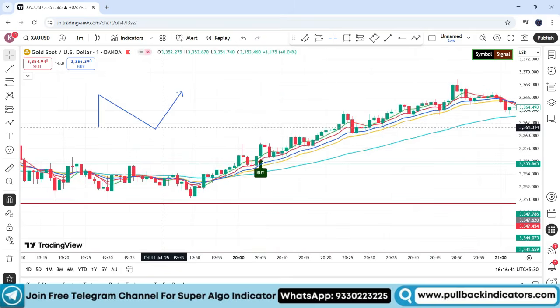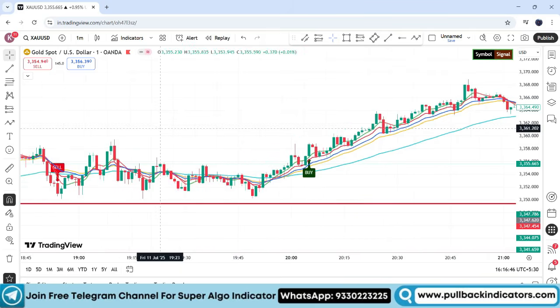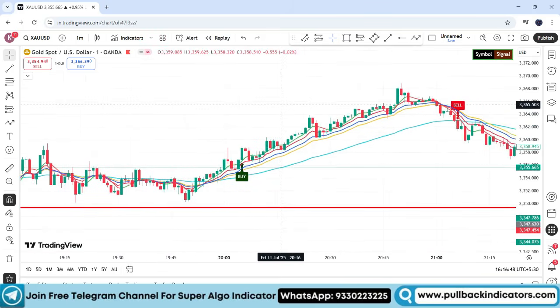And in case the stop loss gets hit, then we have to make sure that we increase the quantity. We have to double the quantity, then only we will be able to cover it in the next trades.